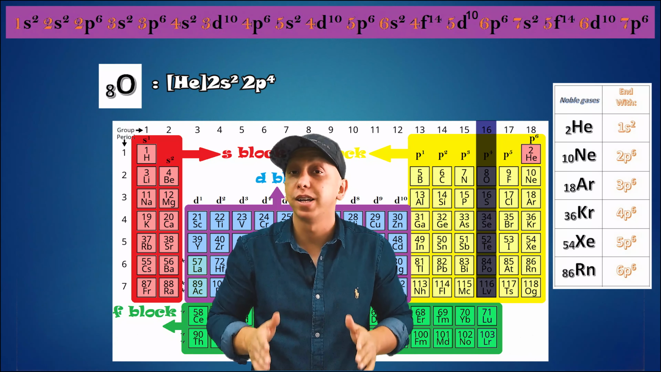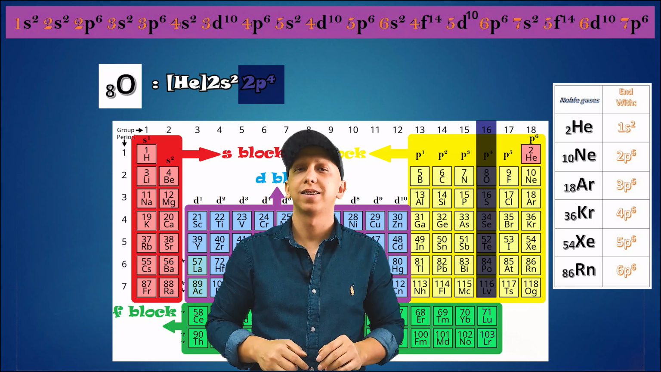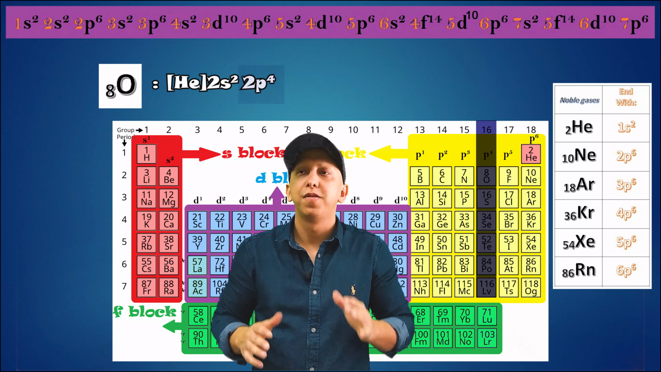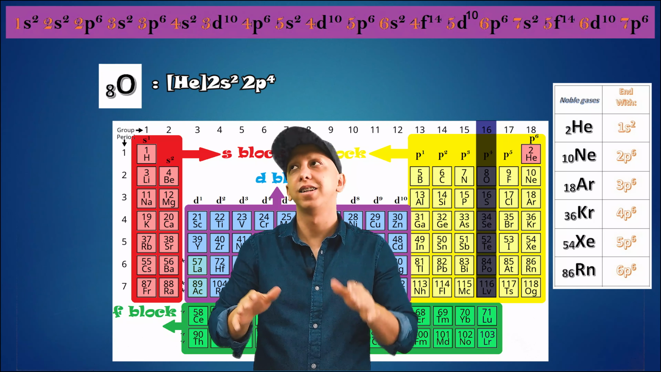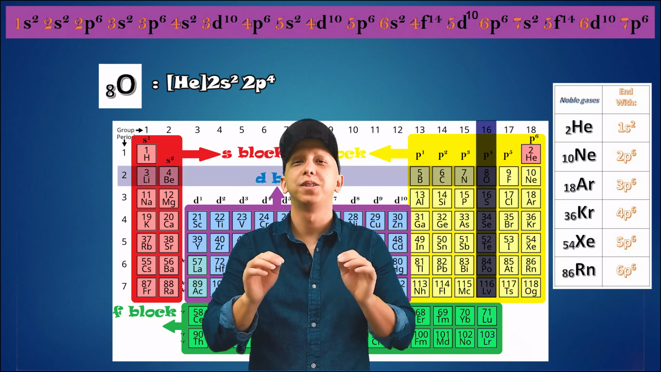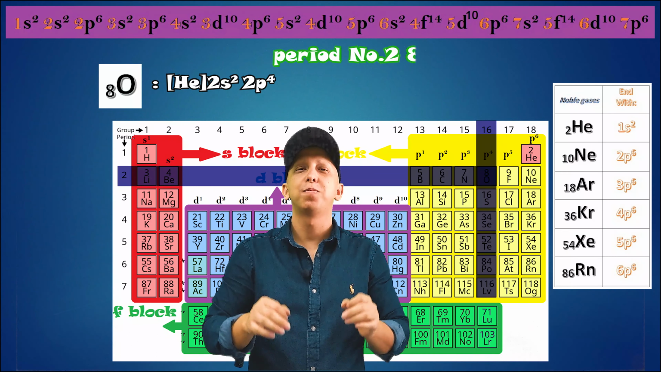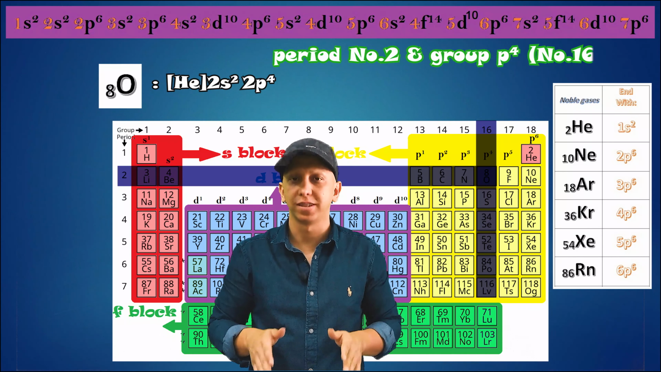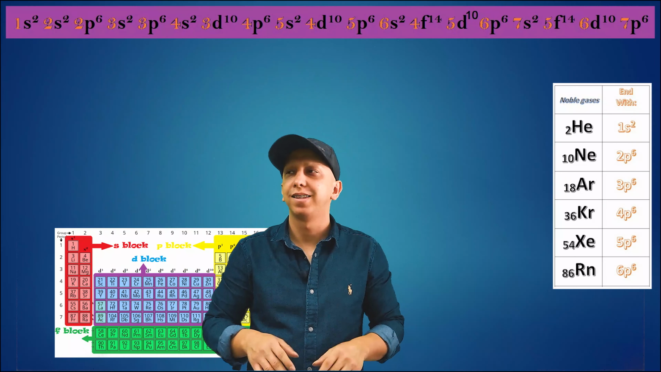But which period? Look at the number before p4. It represents the last shell. And as we know, the period, in fact, is the number of the last shell in the electron configuration. So we'll put it in period number 2. So oxygen is in period number 2 and group p4, that is group number 16. It's done.